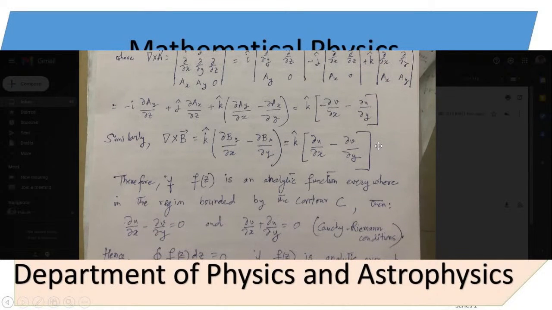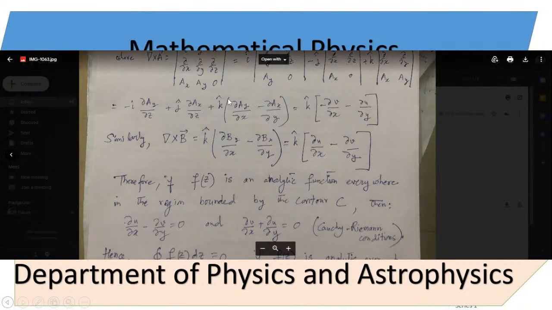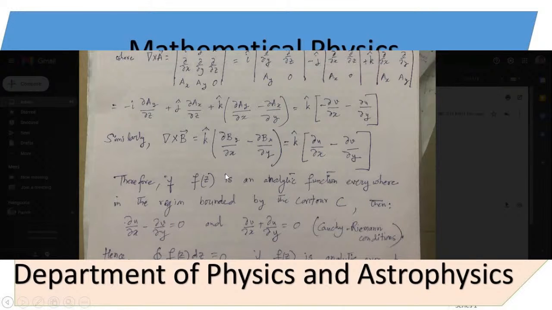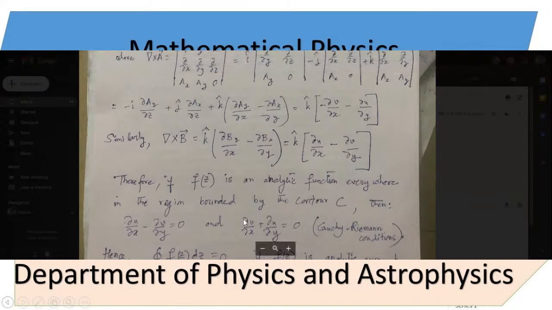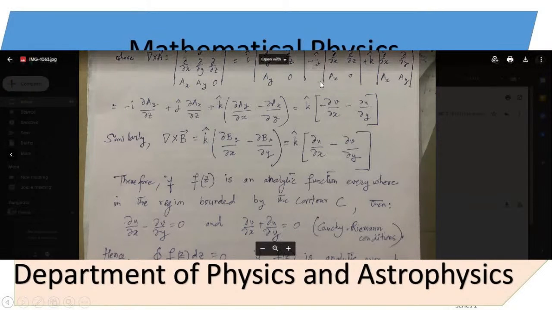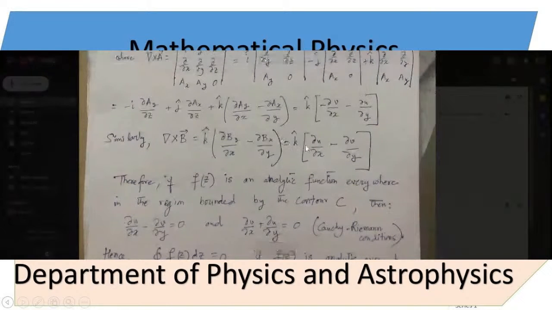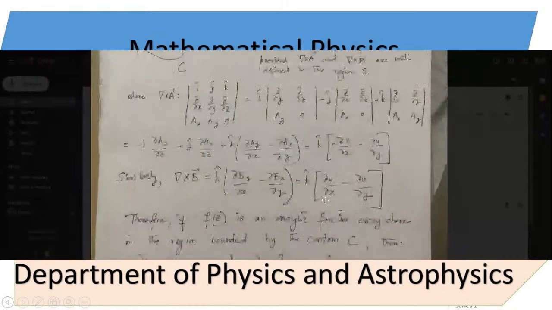That is, suppose your f of z is an analytic function. If it's an analytic function, Cauchy-Riemann condition says that del u by del x must be equal to del v by del y. That means curl of B is 0. Similarly, the other condition is del v by del x should be equal to minus del u by del y. That means this is 0. So therefore, curl of A is 0, curl of B is 0 for an analytic function.